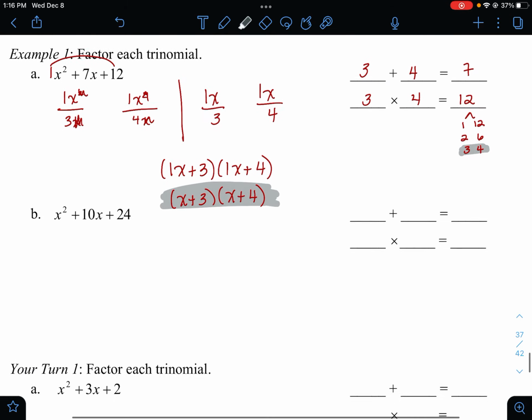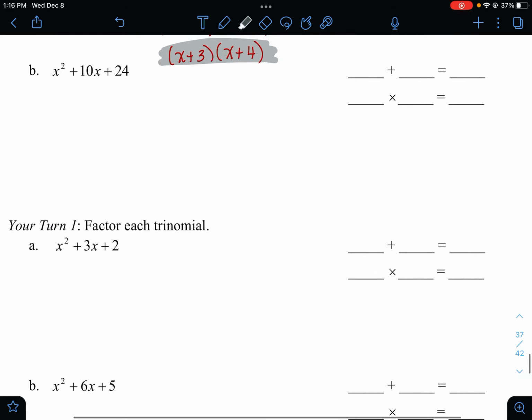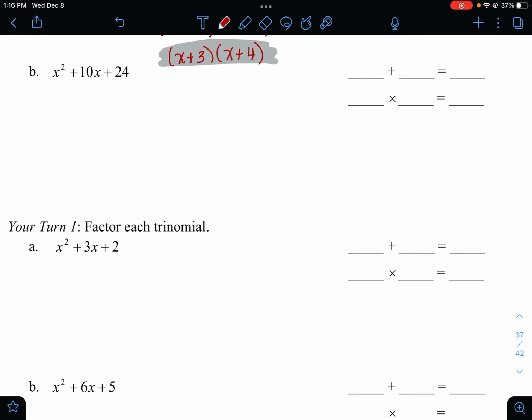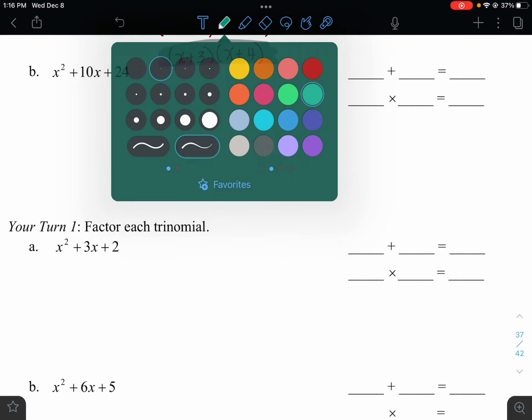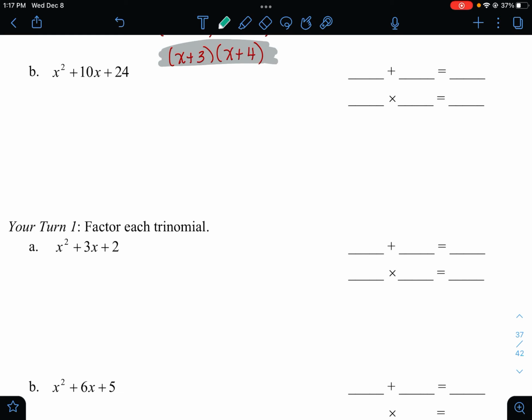I know you're all thinking, oh my gosh, why do we have to do this? Trust me, once you do it several times, it gets easier. All right. I need two numbers that add together to give me my middle term. But when I multiply them, I get the same as the first times the last, so 24.